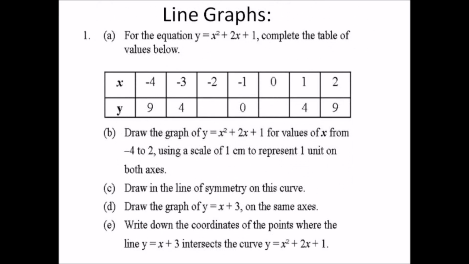Line graphs. For the equation y is equal to x squared plus 2x plus 1, complete the table of values below. Two numbers left out. Fill those numbers in on that table for x and y. And B, draw the graph. Now you need graph paper. Draw the graph y is equal to x squared plus 2x plus 1 for values of x from -4 to 2, using a scale of 1 centimeter to represent 1 unit on both axes. And then C, draw in the line of symmetry on this curve. D, draw the graph of y is equal to x plus 3 on the same axes. There's a lot to do.